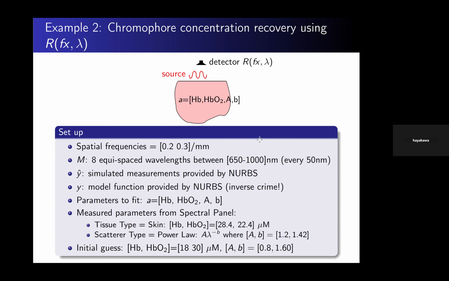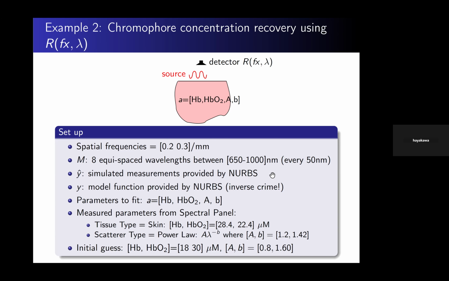Okay, let's try another problem. We're going to use spatial frequency and wavelength because today's spatial frequency day, and we're going to look for chromophore concentrations. So I'm going to pick 2 spatial frequencies, 0.2 and 0.3. I'm going to use 8 wavelengths in this range. I'm going to simulate my measurements with NURBS, the scaled Monte Carlo, and I'm going to use the same model function.